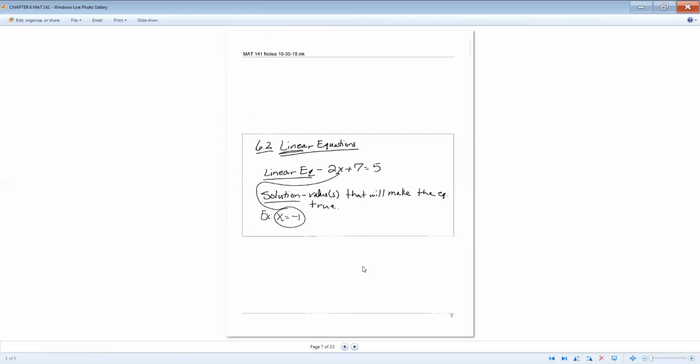So linear equations: 2x plus 7 equal to 5 is an example of a linear equation. And the solutions we're looking for are just values that will make that statement true, or make that equation true. So we want to know, when is 2x plus 7 equal to 5? That's when x is equal to negative 1. When I plug negative 1 in here, 2 times negative 1 is negative 2. Negative 2 plus 7 will give me 5. So what value will make the statement true? That would be negative 1.